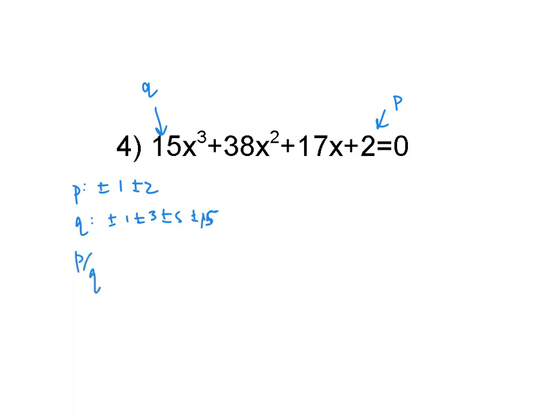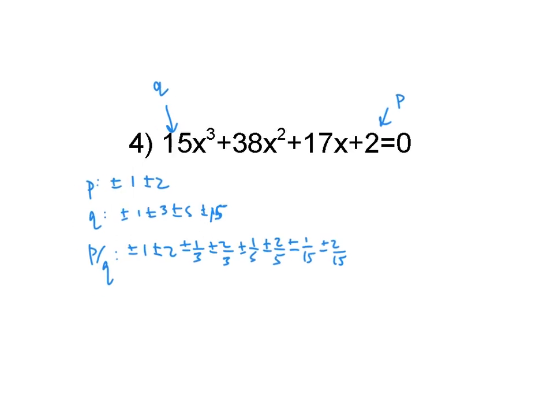So let's make a big list of p's over q's. If I take 1 and 2 and divide it by 1, I get 1 and 2. If I take 1 and 2 and divide it by 3, I get 1/3 and 2/3. Divided by 5, I get 1/5 and 2/5. And divided by 15, I get 1/15 and 2/15. Is that a big list? Sort of. But it's better than just guessing and checking random numbers.